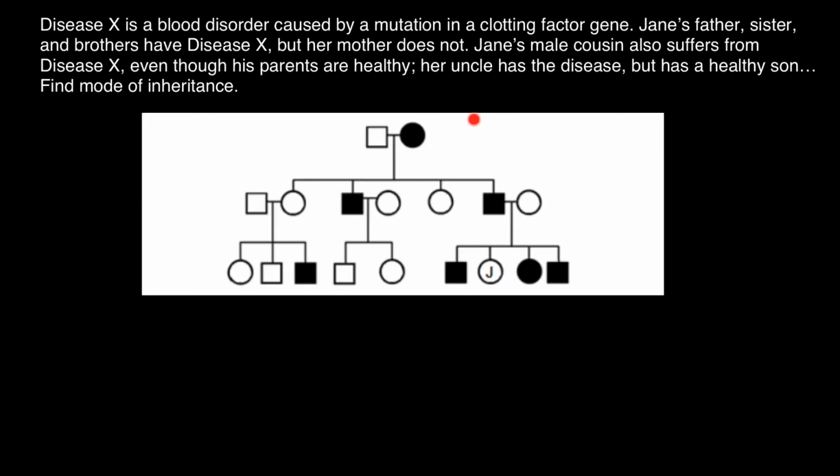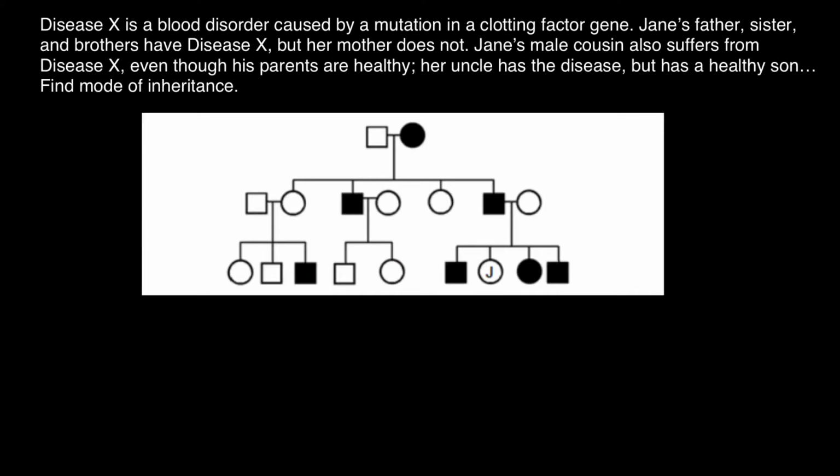So take a look. Here is Jane and her father, sister and brothers have this disease. This genetic disorder cannot be dominant because in this generation we see that one person is affected. In this generation we see two people who are affected, but here none of the parents are affected and the son is affected with this genetic disorder, and dominant genetic disorders cannot skip generations. So it can be either an X-linked genetic disorder or an autosomal recessive genetic disorder.